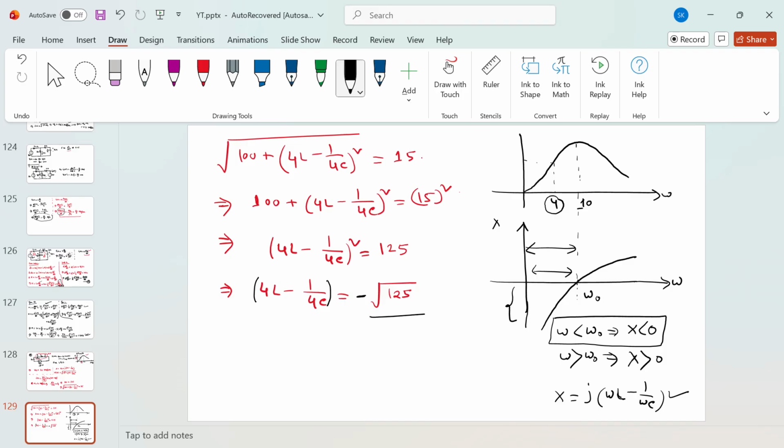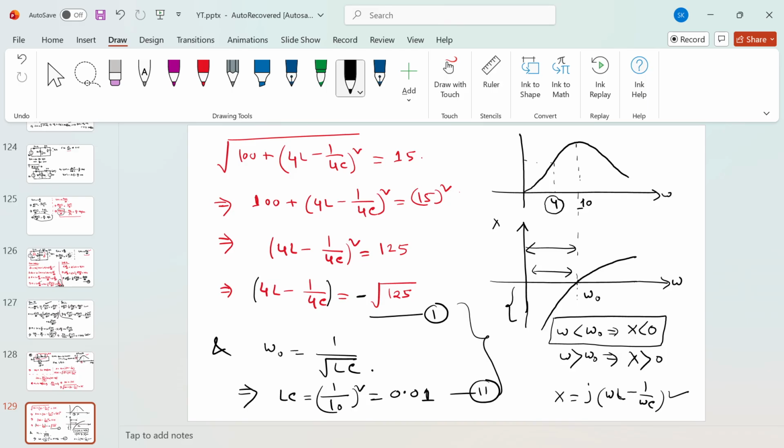So this is your equation number 1. And also you know the resonance frequency omega naught equals 1 by root LC. That is, LC is equal to 1 by 10 whole square, that is 0.01. So this is equation number 2. Now you have two equations and two unknowns, L and C. You can find them out. Maybe I can add the steps here.